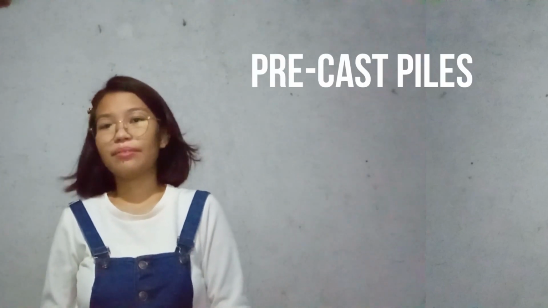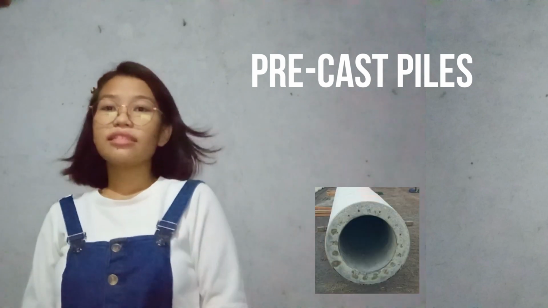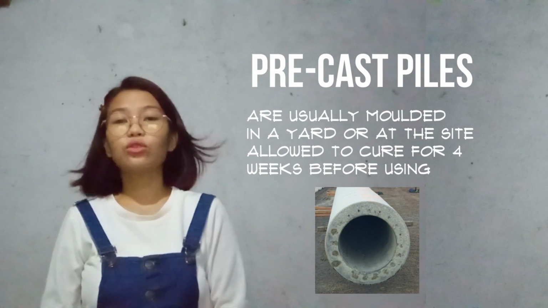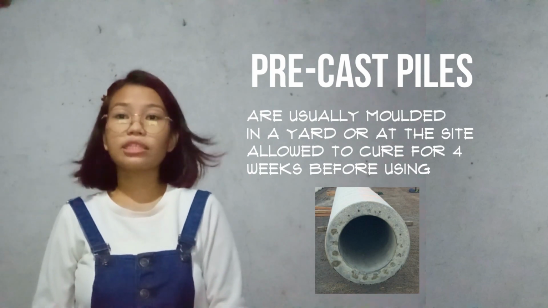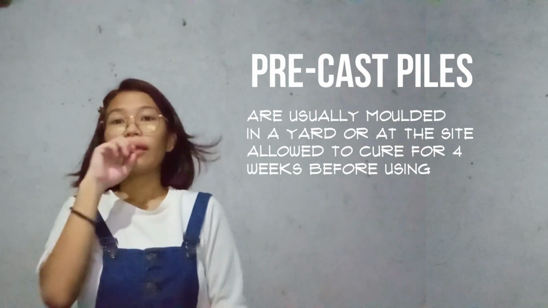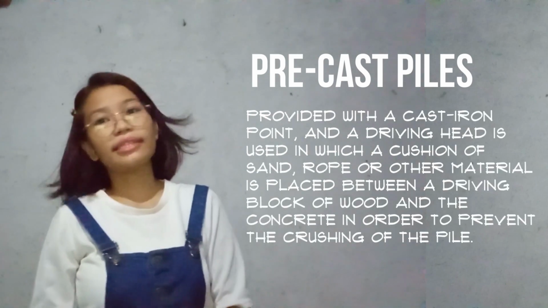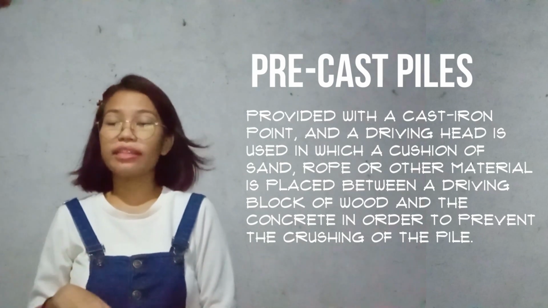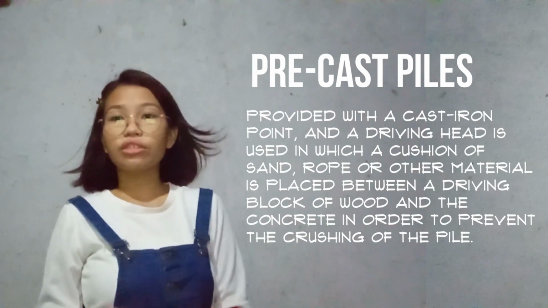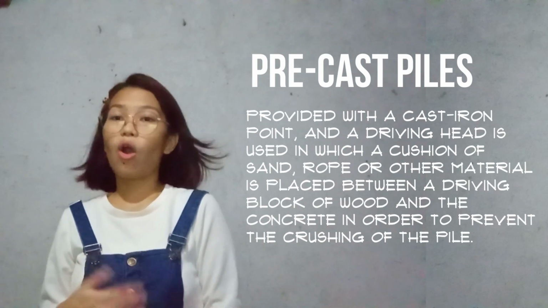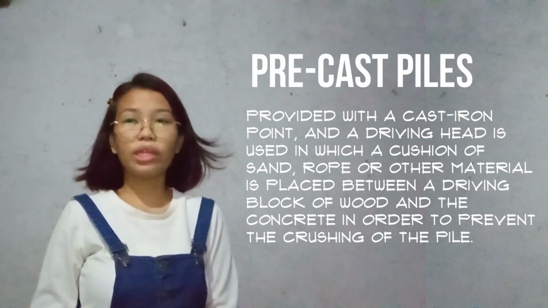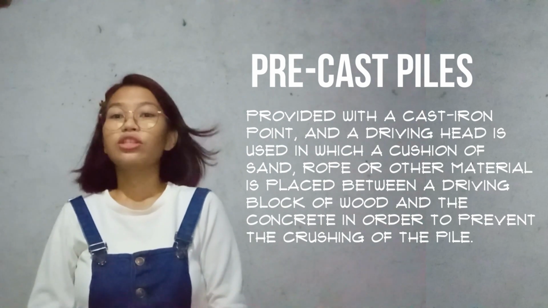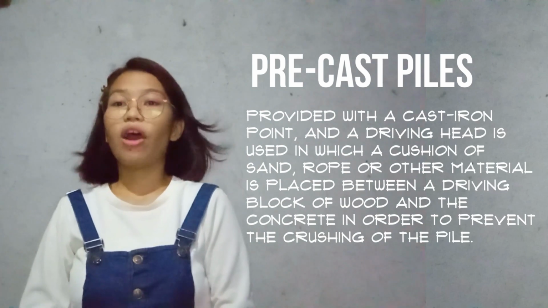Precast piles. Precast piles are usually molded in a yard or at a site and allowed to cure for 4 weeks before using. In driving, a precast pile is provided with a cast iron point, and a driving head is used which consists of sand, rope, or other material placed between a driving block of wood and the concrete in order to prevent the crushing of the pile.